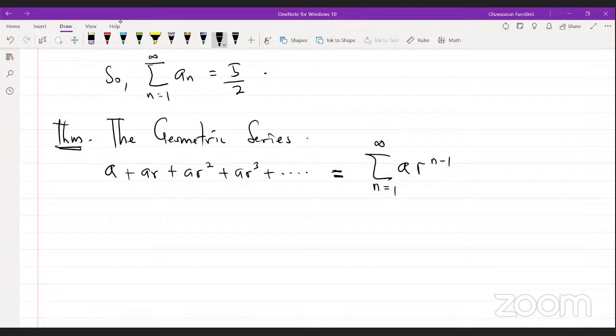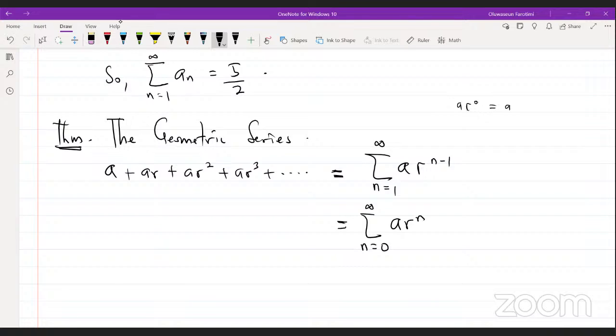Now let's see. When n is 1, what happens? You have a r to the power of 0. What is r to the power of 0? That's 1. So you just have a. And this corresponds to this guy. Now, in some textbooks, the geometric series is written as this guy. The only difference is that you're starting from 0. If you start from 0 and go to infinity, this is going to be ar^n. So these two are equivalent.